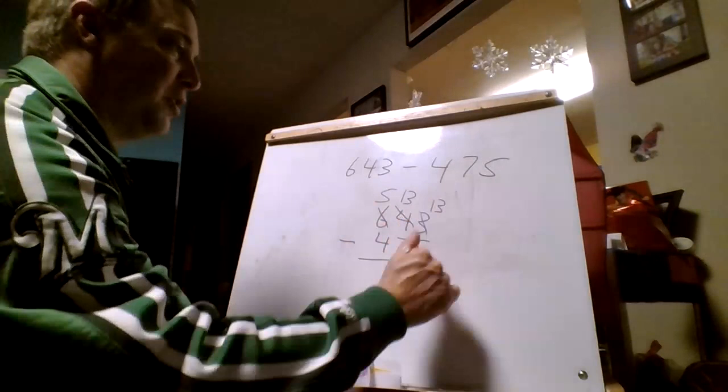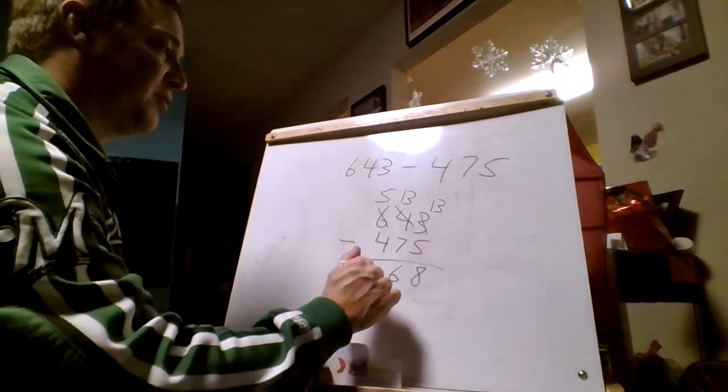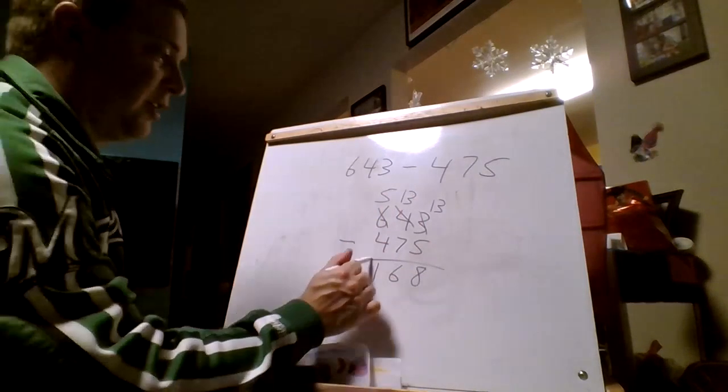Now I go from right to left. 13 minus 5 is 8. 13 minus 7 is 6. 5 minus 4 is 1. So our answer would be 168.